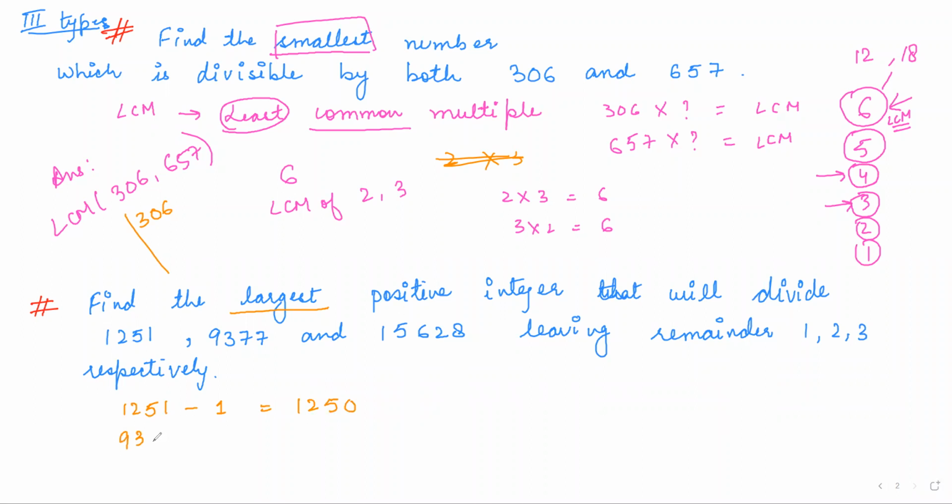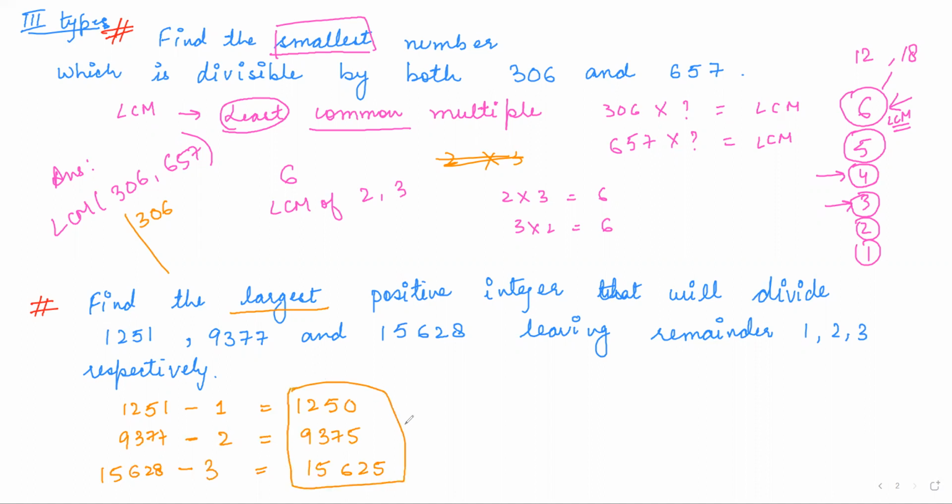937, in this case the remainder is 2. So the number which is exactly divisible will be 1250. And similarly, 15628 minus the remainder 3. So the exact number is 15625, which is actually divisible by the HCF.